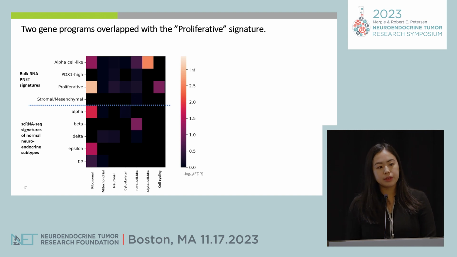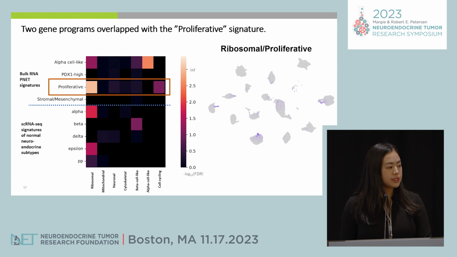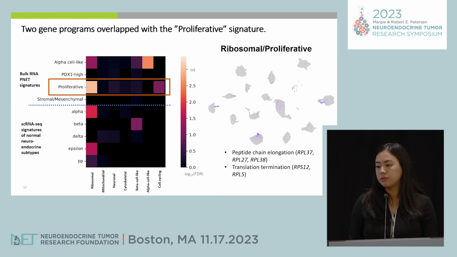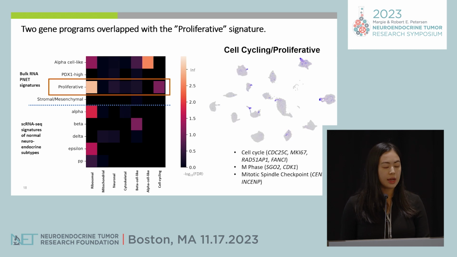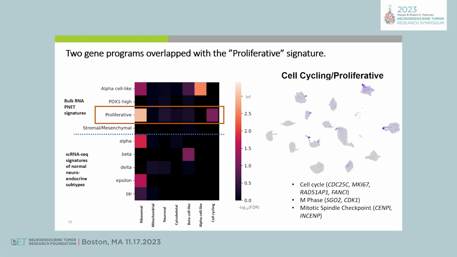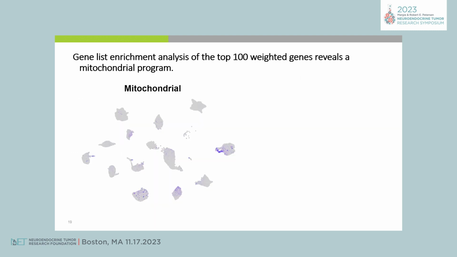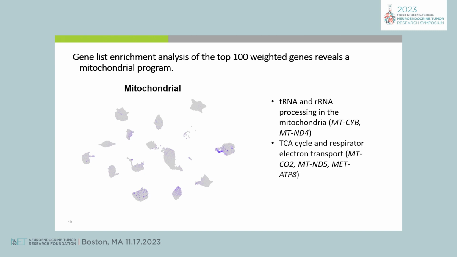Then we identified 3 programs that we typically see in most cancer cells. So 2 of these had overlap with the proliferative signature. One was a ribosomal gene expression program containing a lot of different ribosomal genes. Another was a cell cycling signature that contained a lot of genes related to the cell cycle, M phase, and the mitotic spindle. And then the third program that we typically see in most cancer cells are mitochondrial genes. So genes related to tRNA and RNA processing in the mitochondria, as well as the TCA cycle.